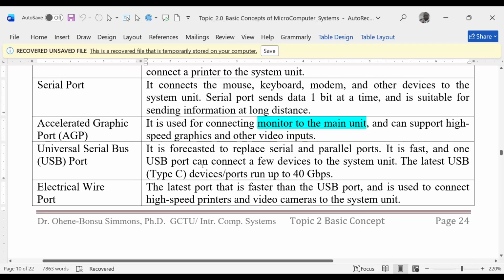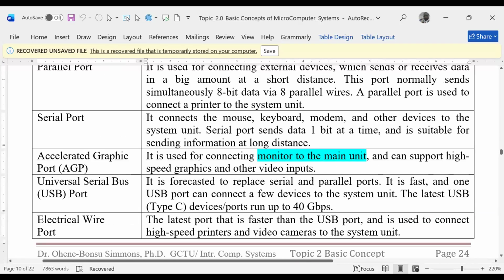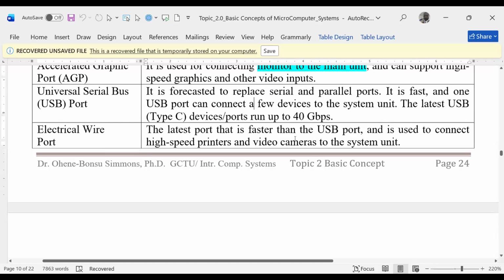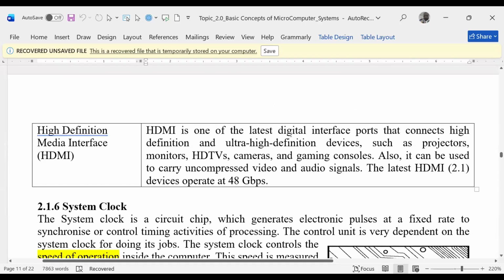Then the USB, you are aware of how it works. The USB has different types. Type C is more powerful, that can transfer 40 gigabits per second of data. And this one is replacing the USB port, replacing the serial and even the parallel. Then Thunderbolt is also more powerful than the USB. HDMI, as you see, is also the latest, very powerful, that transfers a huge amount of data from one place to another.